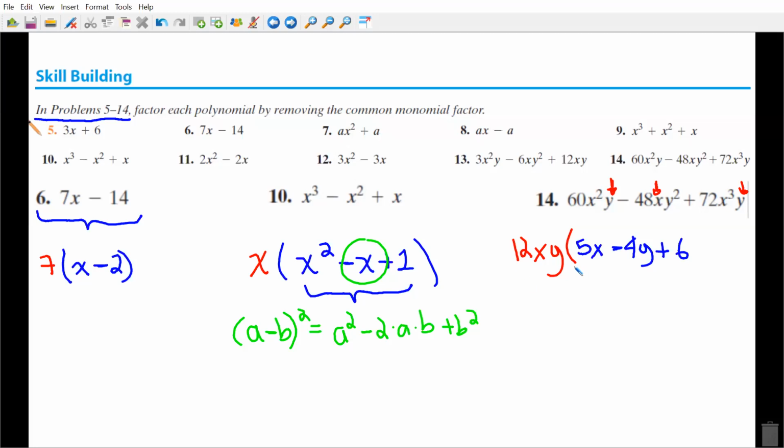X times what is equal to x to the third power? X squared. X squared, very good. And y times what is equal to y? 1. 1, so I don't have to write it either, right? Any questions in exercise 6, 10, and 14, guys?